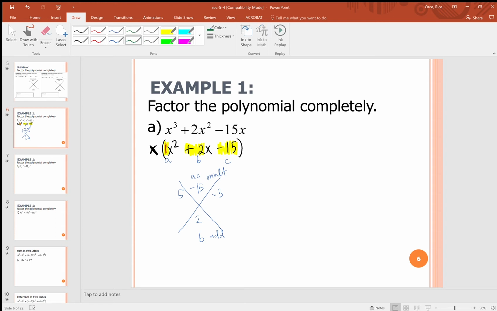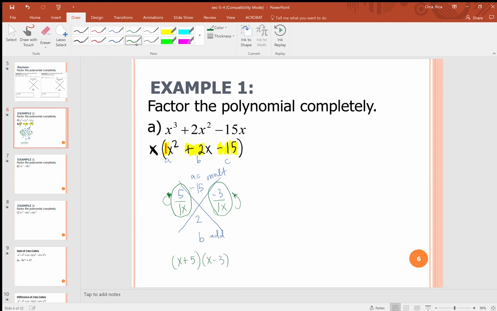Now take those numbers and divide by a. A is 1. Put the x's at the bottom. And from there, write the factors from the bottom up. So we have x plus 5 times x minus 3.